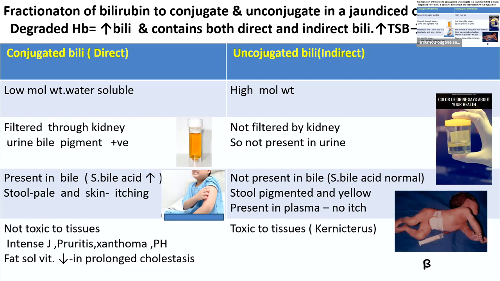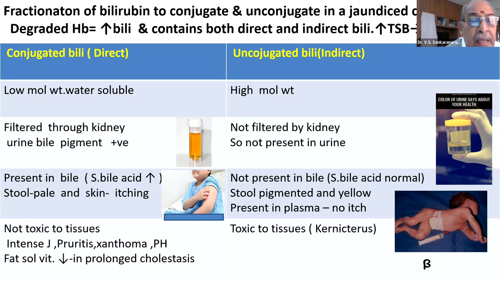Now, why should you want to do a fractionation and not only total serum bilirubin? If you do a fractionation, you will get direct and indirect, which is not the better term; conjugated bili and unconjugated bili are better. Conjugated bili is water soluble, low molecular weight, so it comes easily through the kidney. So bile pigment and bile salts will be present in the urine, and it's also excreted in the intestine.